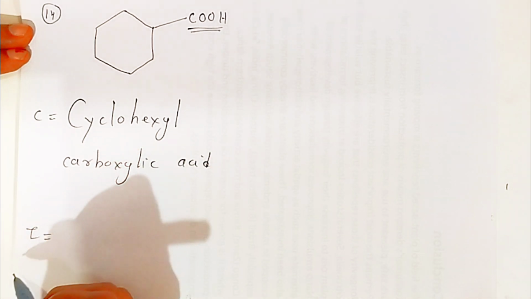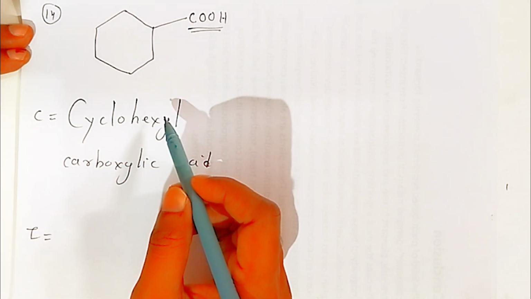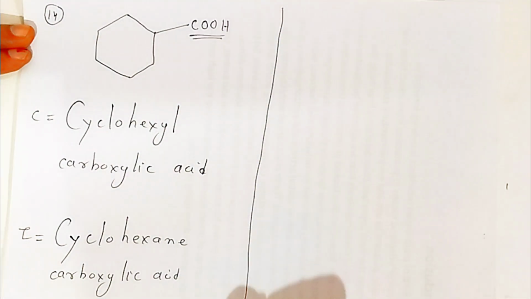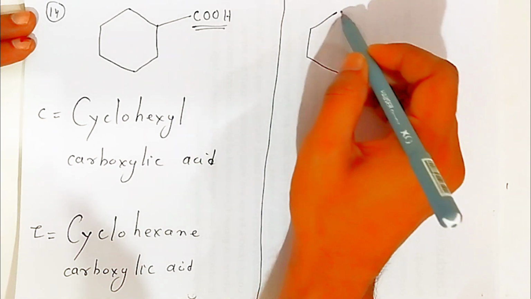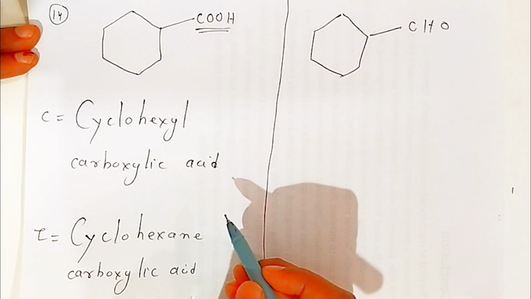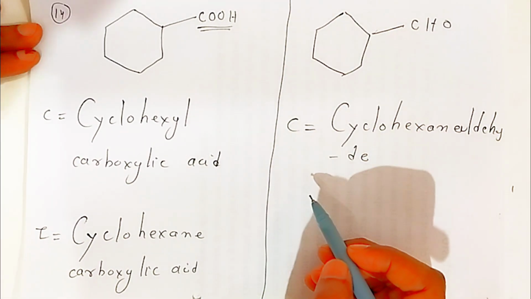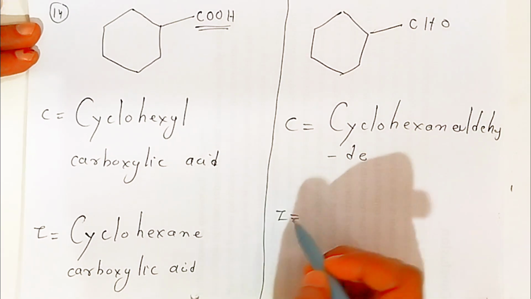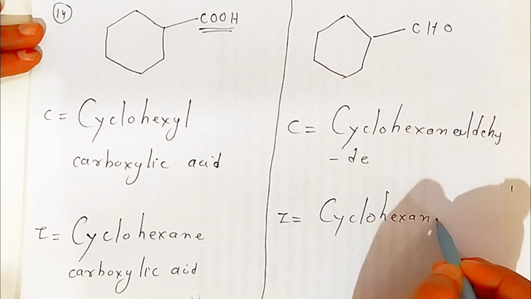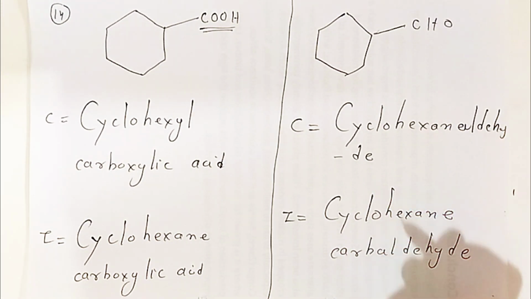Now what will be the IUPAC name, students? Since it is derived from cyclohexane, it is called cyclohexane carboxylic acid. Now students, here also, if it is attached by an aldehyde group CHO, what will be the name, students? The name will be cyclohexane aldehyde. Now what will be the IUPAC name, students? We call it cyclohexane carbaldehyde. So this way I have explained 14 molecules, students.